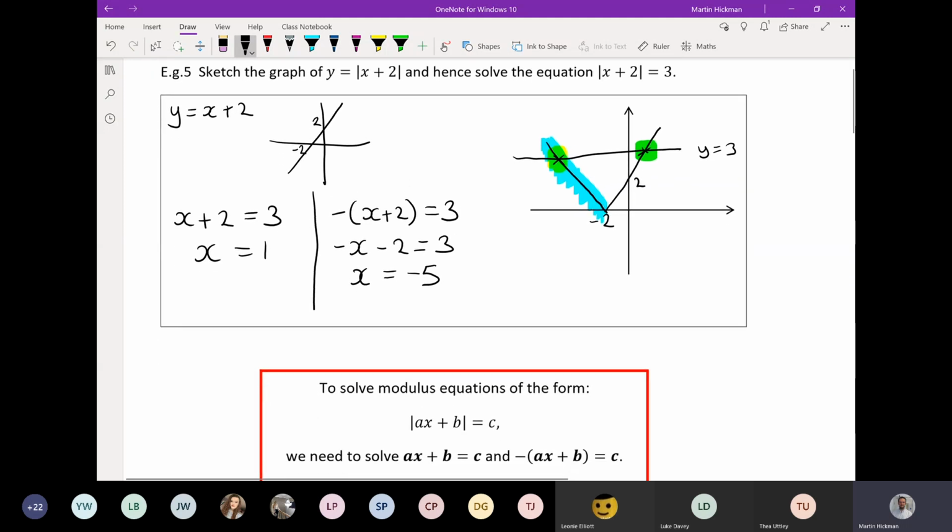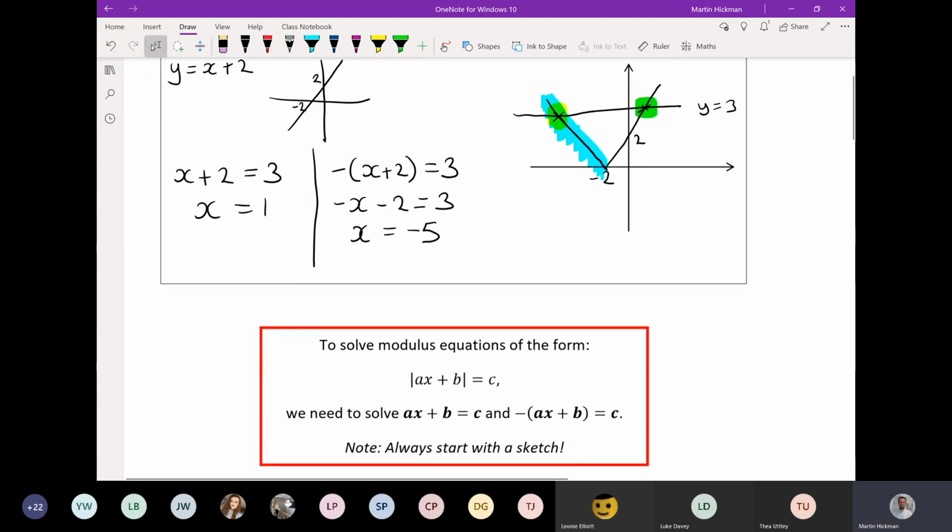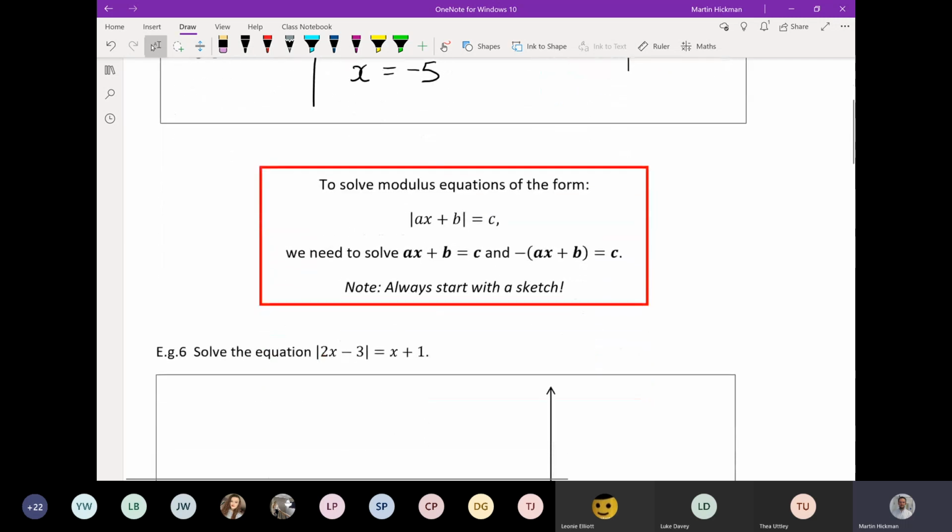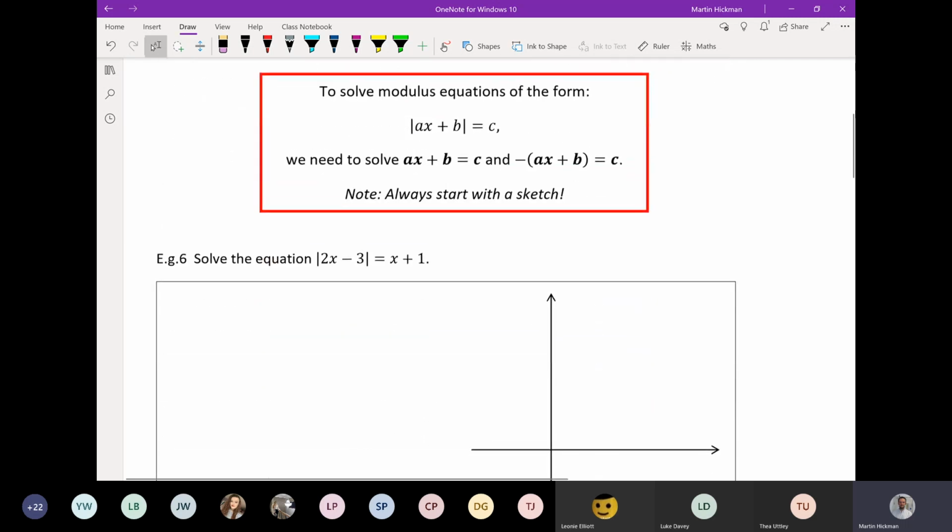So this leads us on to how we solve modulus equations, which is going to be our aim for today. If we're solving equations in the form modulus of ax plus b equals c, or even cx plus d on the end here, or just an x in here, then what we need to do is solve this firstly as if the modulus wasn't there, and then solve it as if we were timesing the left-hand side through by -1.